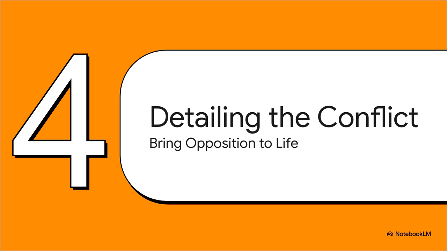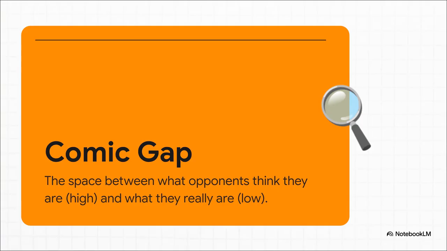Okay, we've got the blueprint, the structure is there. Now, let's get into the fun stuff, the details. This is where we go from the big picture to the specific jokes that are going to bring your comedy to life. So for your opponents to be funny, they can't just be dangerous. We have to be able to laugh at them. And to do that, you need what's called a comic gap. It's that little bit of space, that weakness between the high of who they think they are and the low of who they really are.